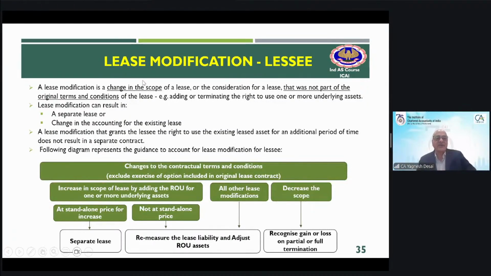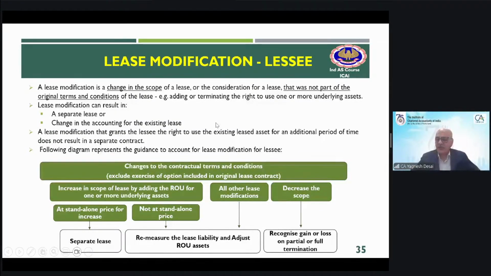A lease modification is a change in the scope of the lease like this, or in the consideration for the lease, or maybe a change in the price, that was not part of the original condition. If it is part of the original condition, then it's the same lease. A change in contractual terms, an increase in the scope of the lease by adding ROU for one or more underlying assets, but that was not part of the original lease.